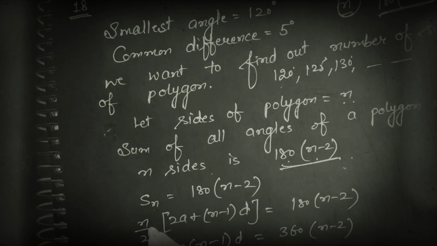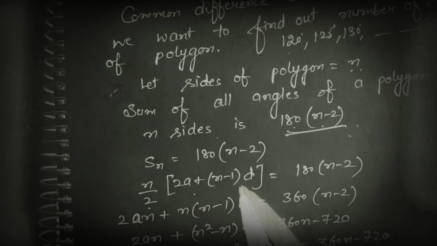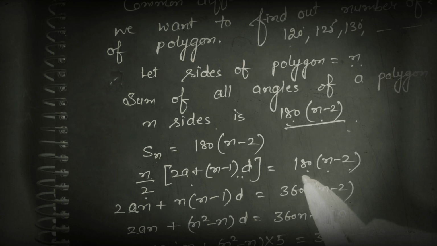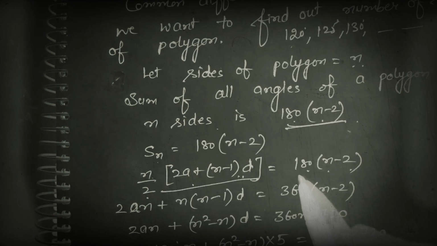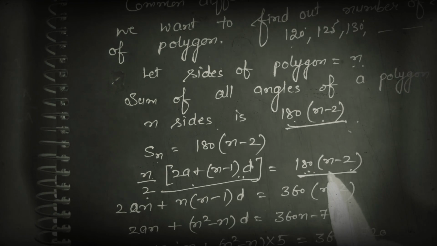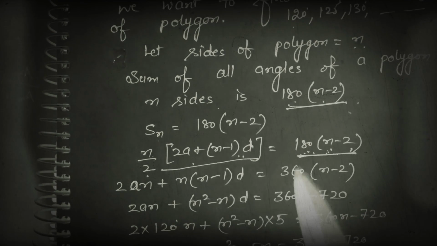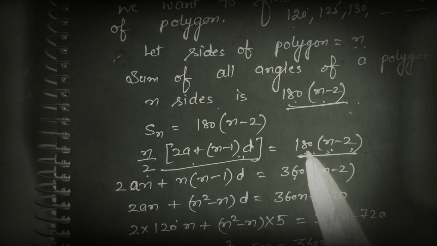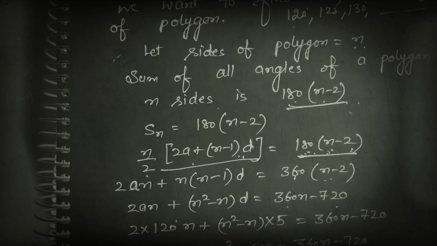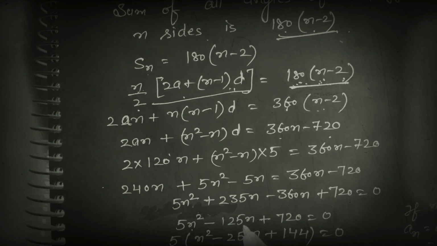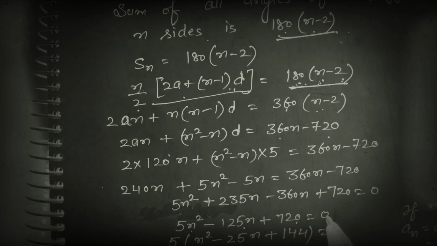So what is the formula of Sn? n by 2 into (2a plus (n minus 1) into d) is equal to 180 into (n minus 2). By the AP formula, this is the sum. And we know that the sum of interior angles of a polygon is 180 into (n minus 2), where n is the number of sides. So after multiplying 2 with this, it will be 360, n multiplied with these terms, and 360 multiplied with these terms. After solving, we will get the equation 5n square minus 125n plus 720 is equal to 0.